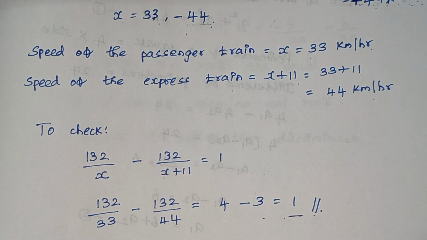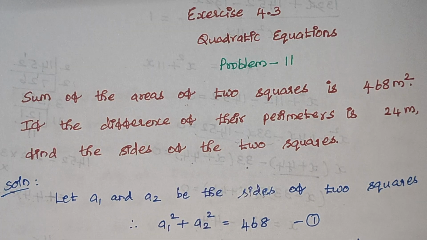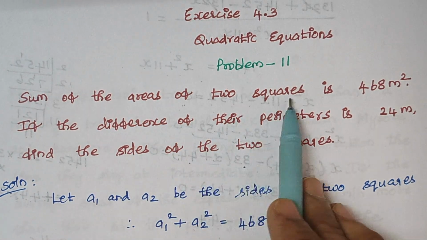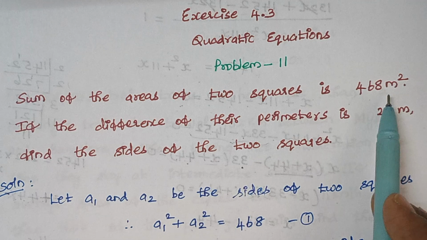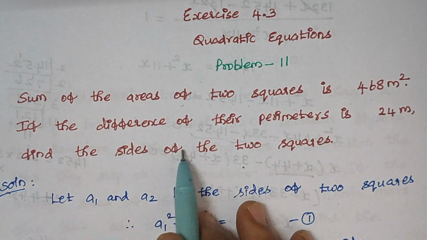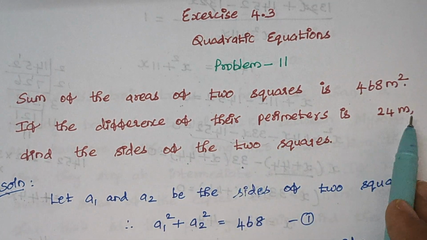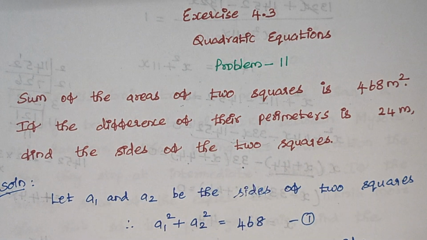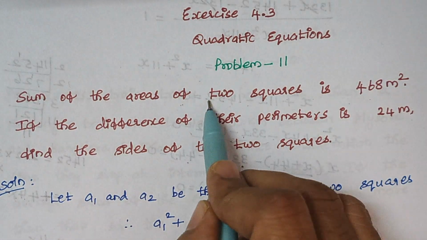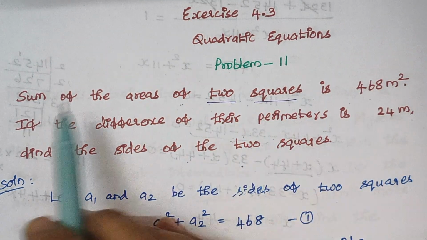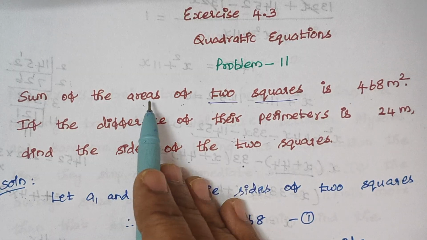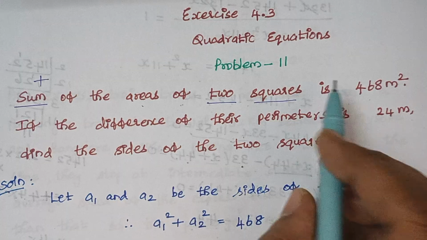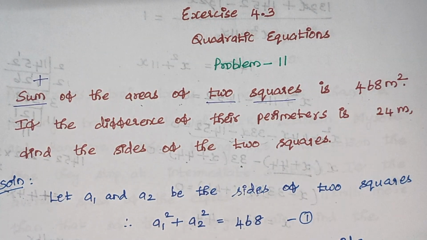We will proceed with our problem 11. The problem is: sum of the areas of two squares is 468 meters square. If the difference of their perimeters is 24 meter, then find the sides of the two squares. So here we are having two squares. Okay, keep that in mind. Sum of the areas of the squares, we are adding, right? Adding the areas of two squares and the answer is 468 meters square.